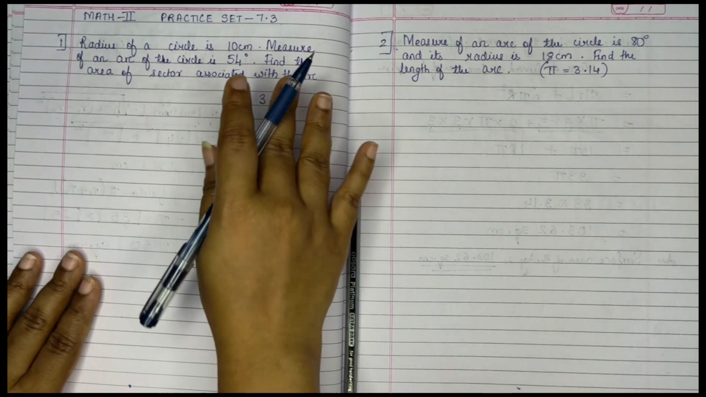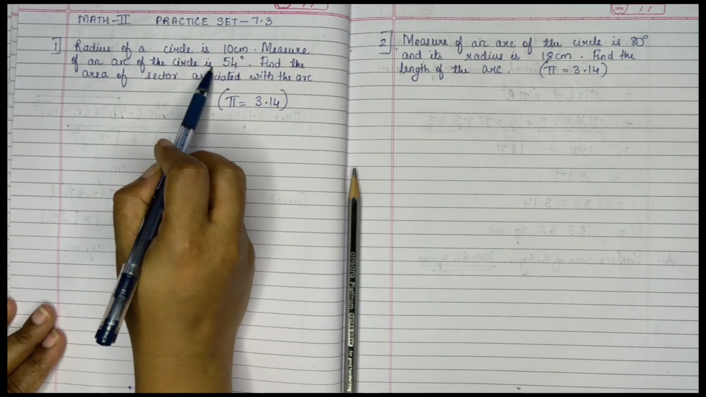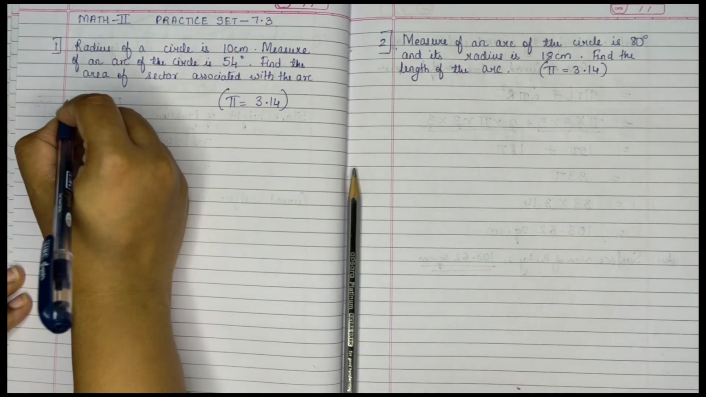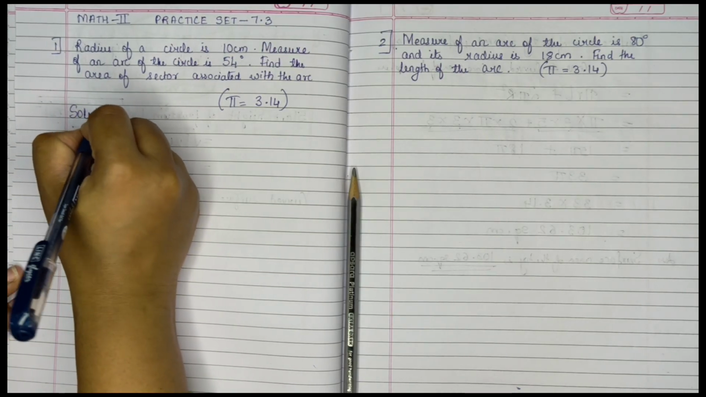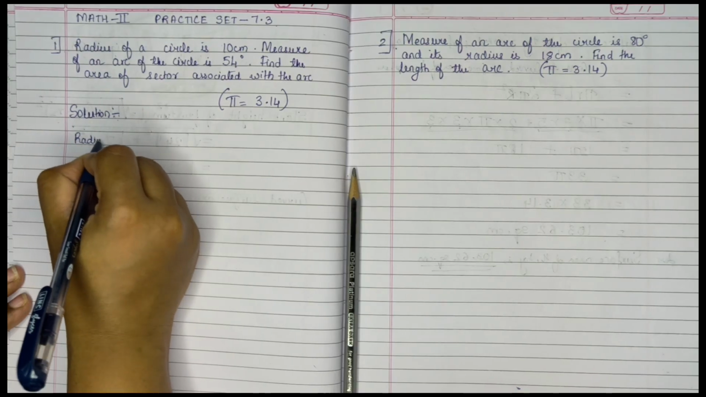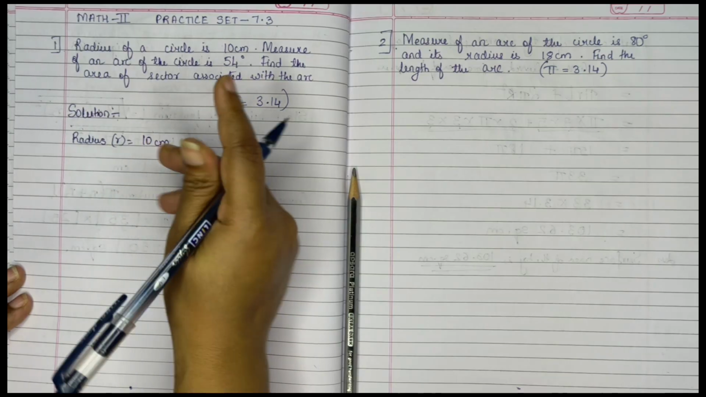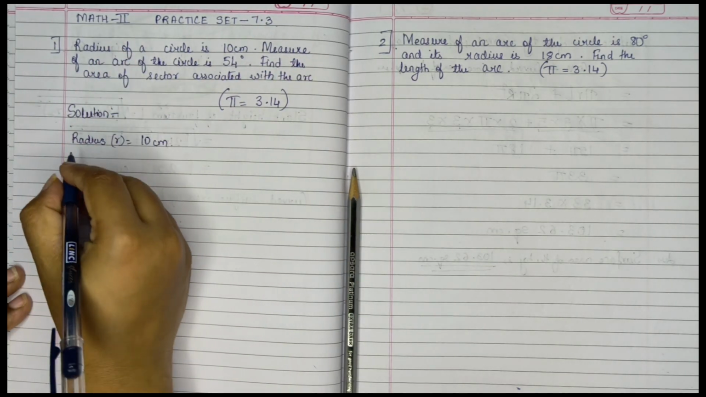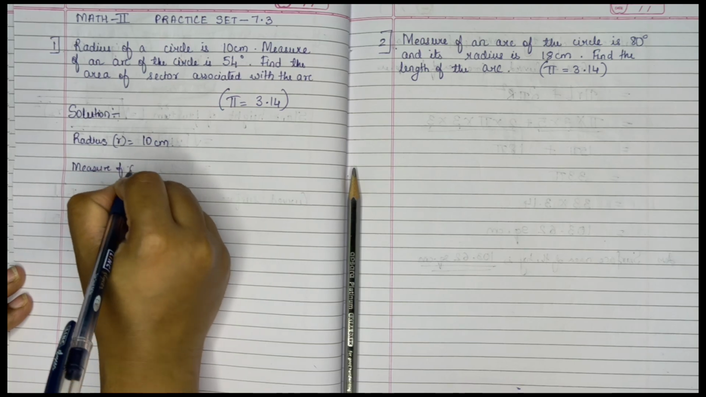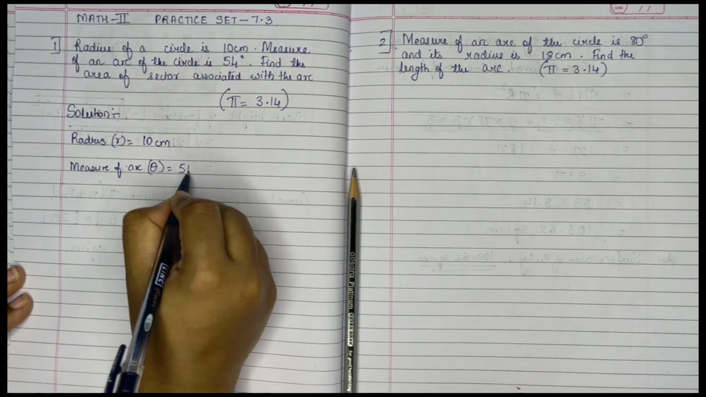Now see here, radius of the circle is 10 centimeters. Measure of an arc of the circle is 54. Now radius is given 10 centimeters. Okay, so we will start the solution. Radius of the circle, so you can write radius r is equal to 10 centimeters. Next is given measure of the arc. So measure of arc, that is theta, is equal to 54 degrees.